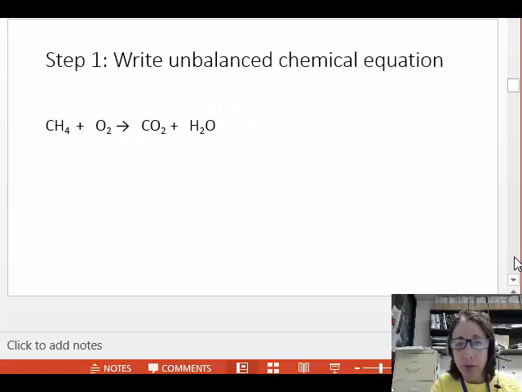The first step is to write the formulas of the reactants and products. We are told that methane burns in oxygen, which means that these are the chemicals that react. The reactant side looks like CH4, or methane, plus O2, or oxygen. Remember that oxygen is a diatomic element. We are told that carbon dioxide and water are produced, so after the arrow, we write CO2, or carbon dioxide, plus H2O, or water.